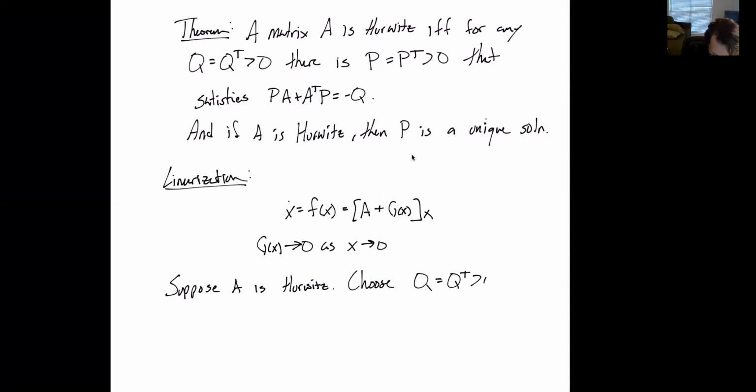All right, so next, since A is Hurwitz, we can choose Q equal to Q transpose and solve the Lyapunov equation. What's the Lyapunov equation? Right, it's listed there at the top. PA plus A transpose P is equal to negative Q. Solve this for P. Okay.